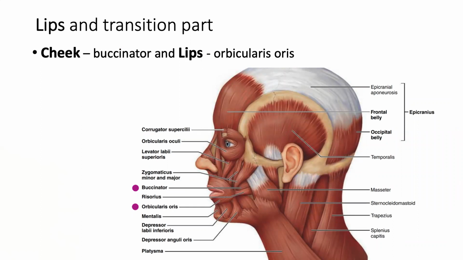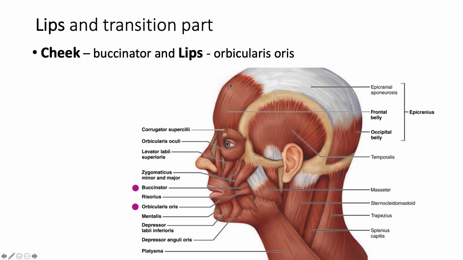And the cheek is made of the buccinator muscle. Here, the buccinator muscle. This buccinator muscle keeps the food in the oral cavity, especially when we are chewing. By contracting the buccinator, the food remains on the teeth.